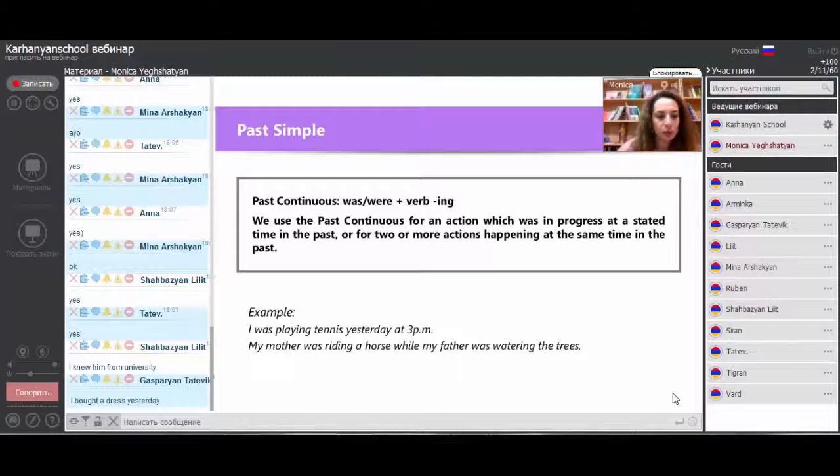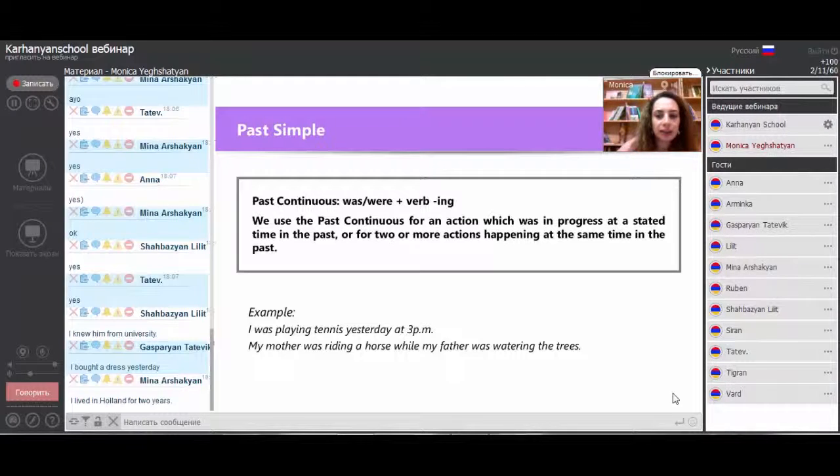Okay, now let's continue. Now, we're going to study past continuous. Was, were, plus ing. We use past continuous for an action which was in progress at a stated time in the past or for two or more actions happening at the same time in the past. I was playing tennis yesterday at 3 o'clock. We know that it was yesterday and at a stated time in the past, at 3 o'clock. My mother was riding a horse while my father was watering the trees.